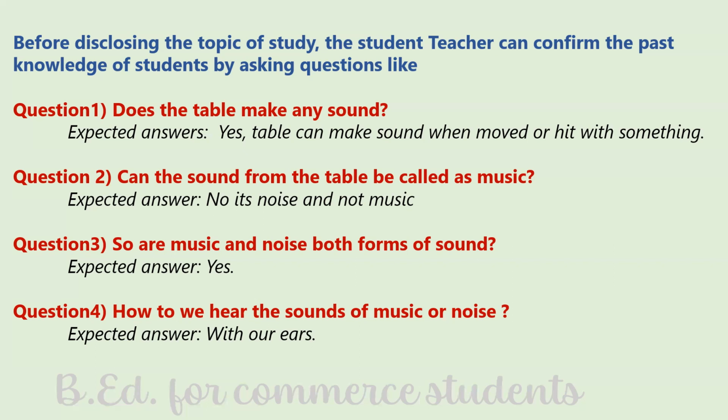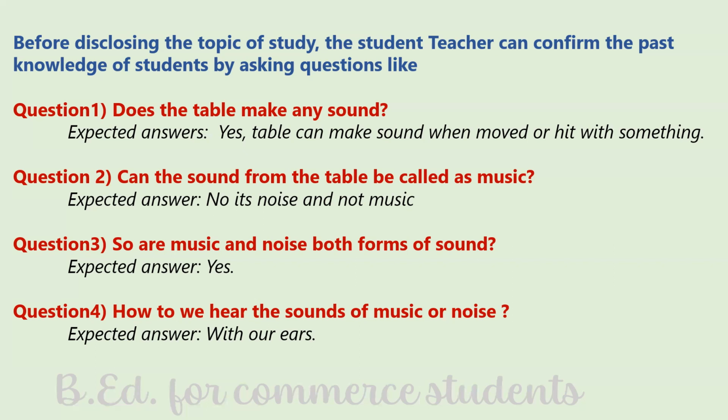And also the student teacher can ask whether the sound created by the table is music. The expected answer is no, it's noise, not music. So further building on the questions, the question can be whether music and noise are both forms of sound. The expected answer is yes. And finally, the teacher can ask how one hears sound, music, or noise. The expected answer is with our ears.